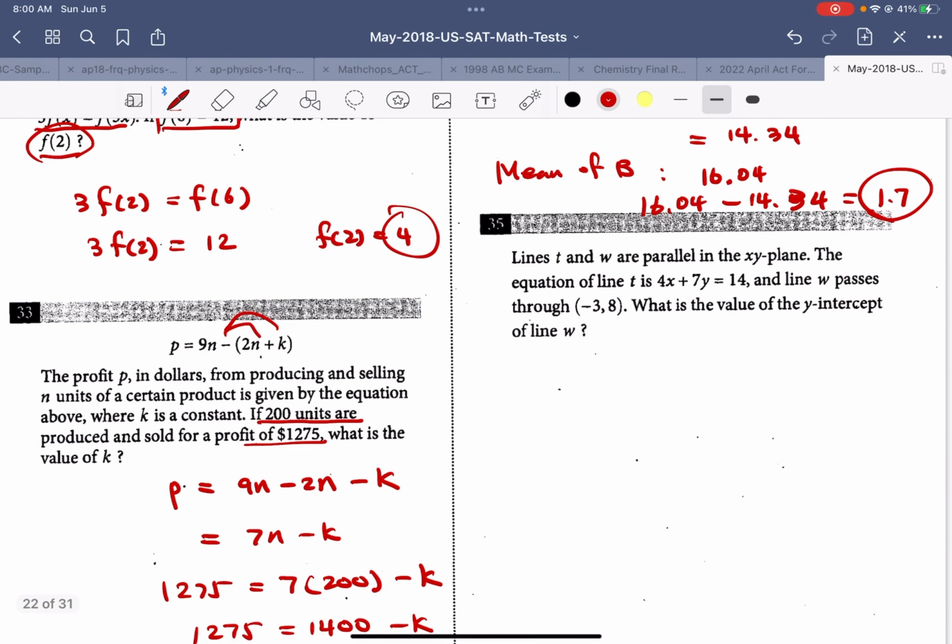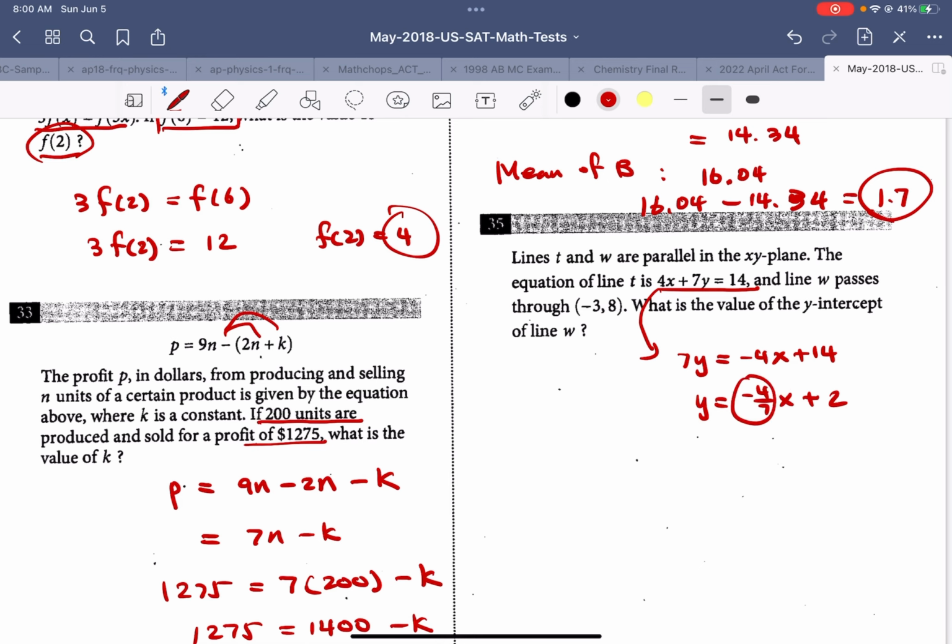Number 35. Lines T and W are parallel. The equation of line T is 4x plus 7y equals 14. Line W passes through negative 3, comma 8. What is the value of the y-intercept? Let's find the slope. 7y equals negative 4x plus 14. You divide both sides by 7. So y equals negative 4 over 7 x plus 2.